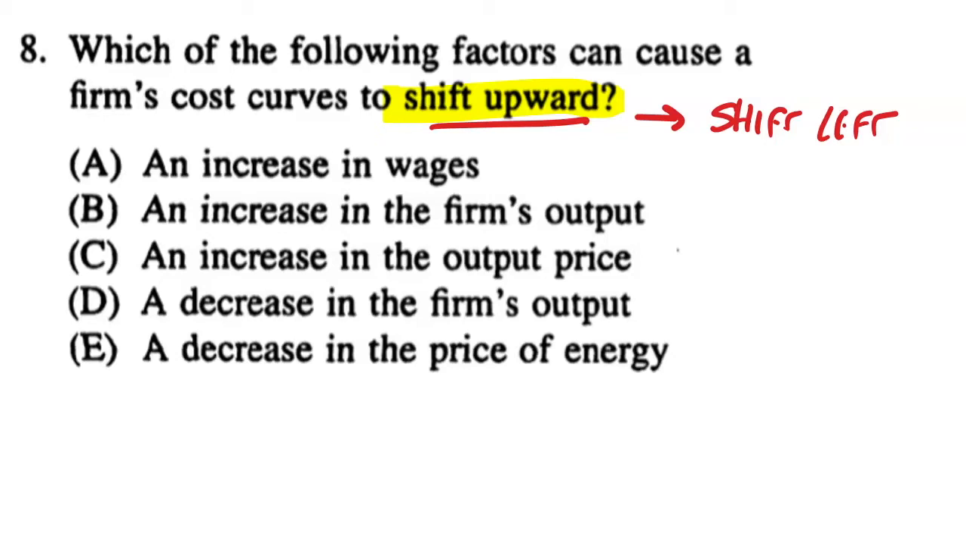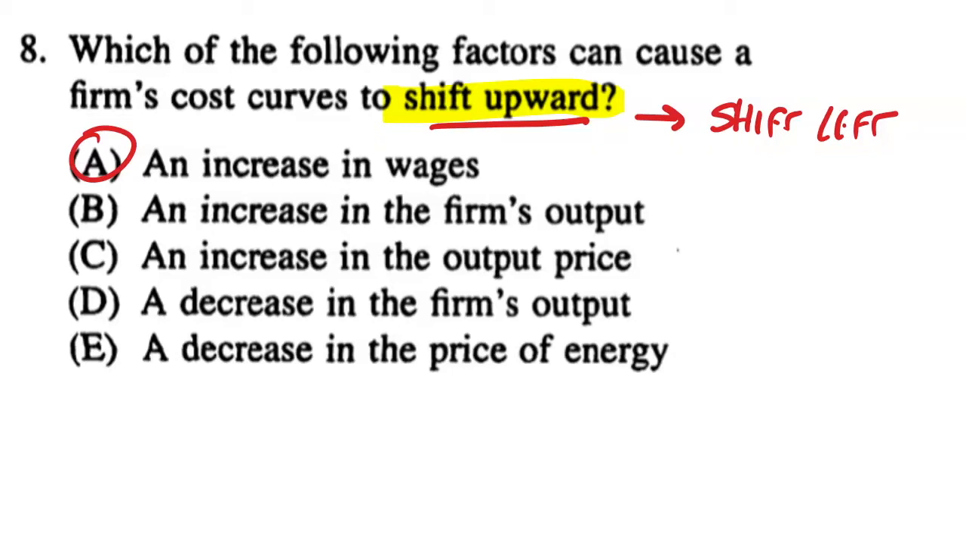Well, let's go through it. A, an increase in wages. Will an increase in wages shift all of our cost curves up? Well, the answer is yes. The reason an increase in wages is going to shift everything to the left is because workers' wages are a variable cost. So if wages increase, our average total cost curves are going to increase, shifting upward or to the left. Our average variable costs are going to increase, our marginal cost is going to increase, and so everything is going to be shifting upward, or it's going to cause a decrease in the total quantity that can be produced here.